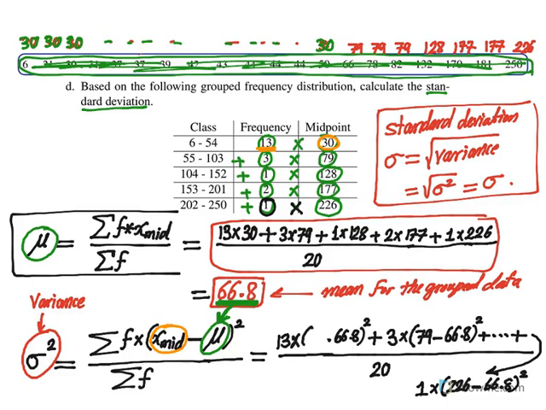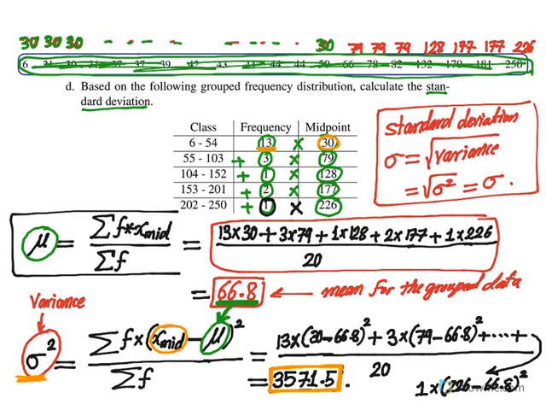So let me fix just what was here. This is times 13 times, what was the frequency? 13 times 30 minus 66.8. Okay, and if you compute this correctly, you will get approximately 3,571.5. Please check all of these calculations on your calculator. If you find a mistake, let me know, or let your instructor know if you are not in my class.